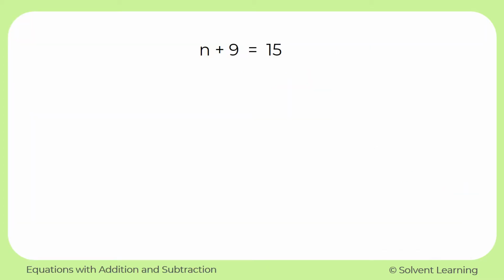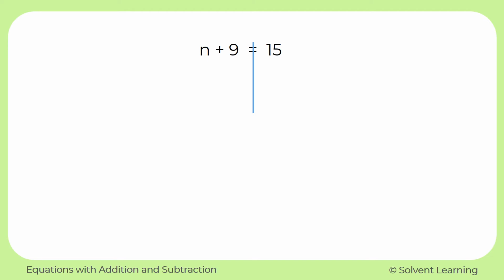Here's our first example. We have n plus 9 equals 15. Now before we start solving this problem, I like to draw a line in the middle, right down through that equal sign, to help us see the left side of the equation clearly from the right side of the equation. This is going to really help you to keep your work nice and organized.